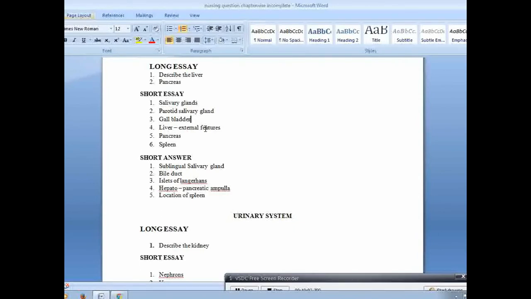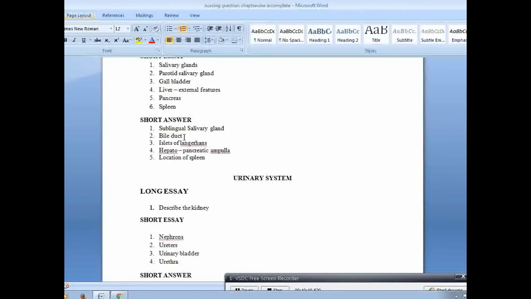Pancreas is already mentioned. The enzymes which are produced by the pancreas could also be mentioned here. Spleen: location of the spleen, the relations of the spleen. The relations means peritoneal relation of the spleen, the visceral relation of the spleen. Nerve supply, blood supply. That will be enough to explain all these things.